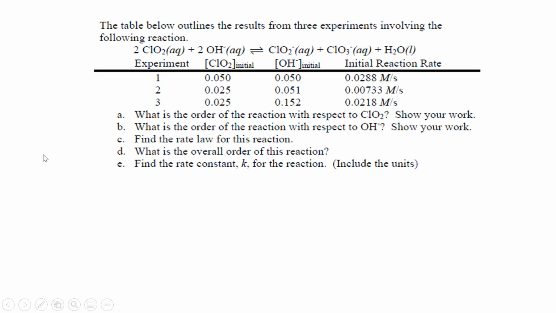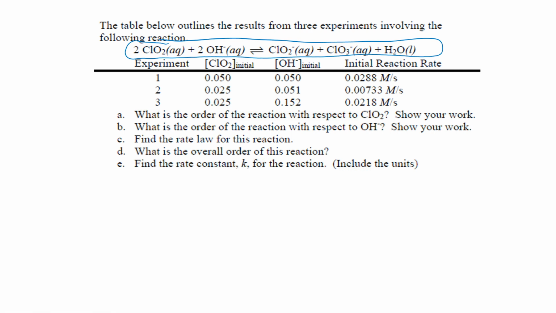So let's take a look at a problem with a data set. We've got a reaction right here between ClO2 and the hydroxide ion. I'm trying to figure out what the reaction order is for these two reactants based on the data. Remember, we can never figure out the reaction order just by looking at the balanced chemical equation. We need to actually collect some experimental data.